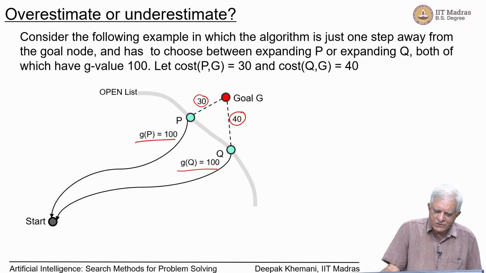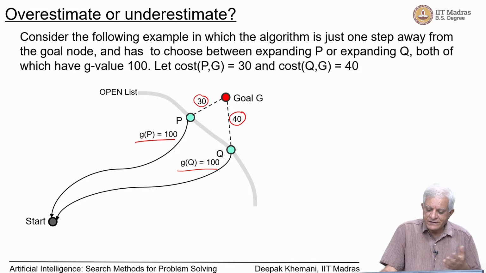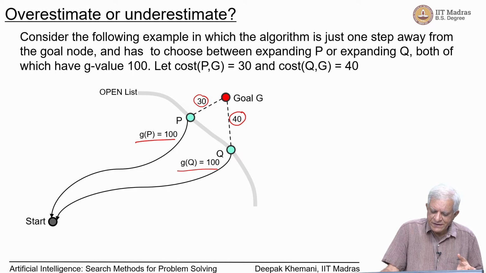So, let us look at two heuristic functions, one which overestimates and one which underestimates the distance to the goal, which means what? The actual cost is 30 and 40, but the function can think that they are higher, or the function can think that they are lower. If they think that it is higher, then it is overestimating the distance. If it thinks that it is lower, then they are underestimating the distance.